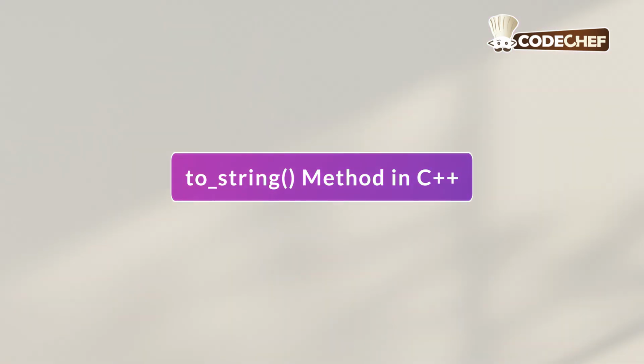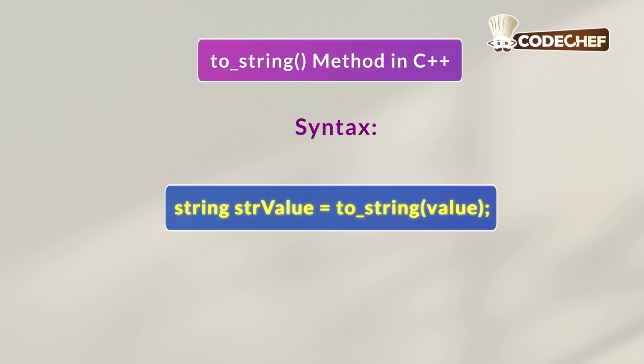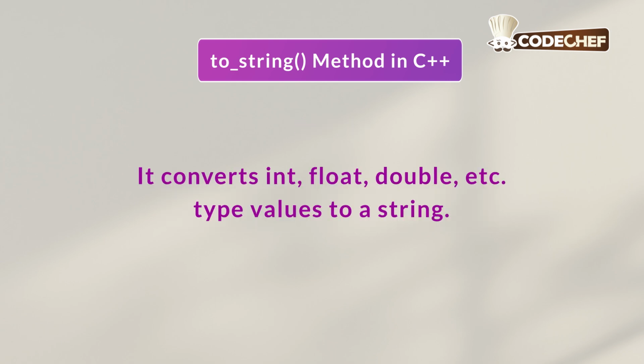Last but not the least, toString method in C++. The toString function performs the exact opposite of stoi function and stof function, which means it converts numbers into string format. Its syntax is string, then the name of the string, str, value is equal to, then toString method, inside braces we have written value and then bracket close semicolon. So this converts int, float, double, etc. data types values into a string.